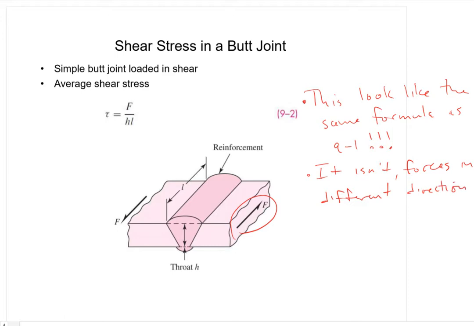So in this case, we have shearing forces, but they kept the magnitude as F, which is a little confusing, but bear with it. And we're still using the throat height without the reinforcement bubbles, and the length of the weld as the area that we're considering.